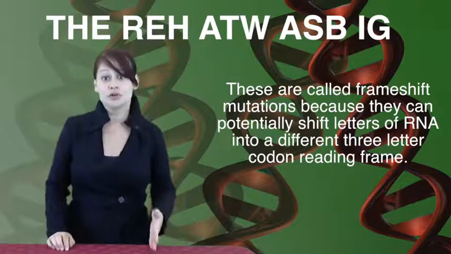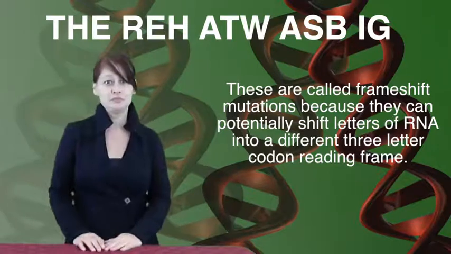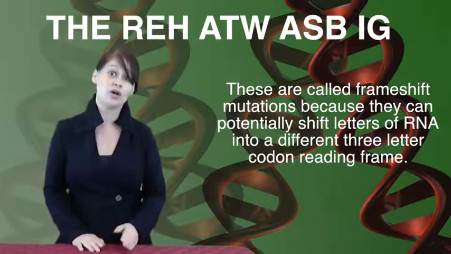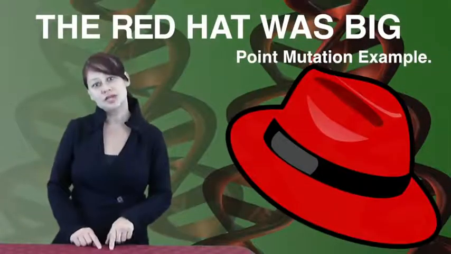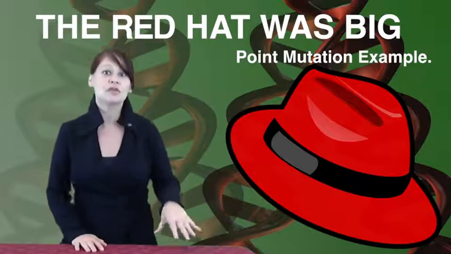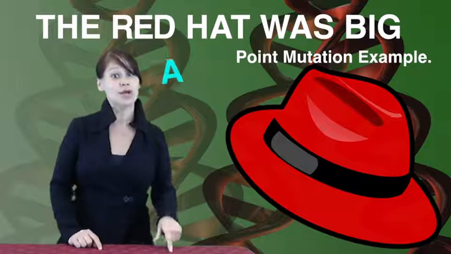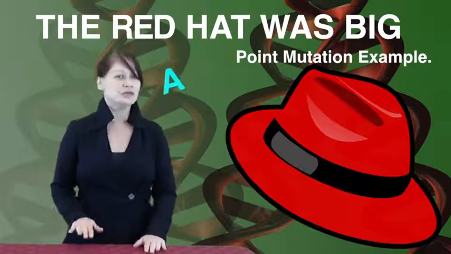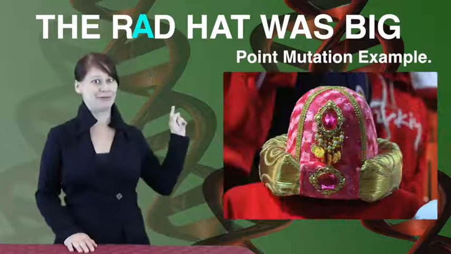Once one word is altered, the rest of the sentence is also shifted. Another type of mutation that we'll talk about is called substitution mutations. These don't change the reading frame of the sentence. We have the same sentence, the red hat was big, but for a substitution mutation, we'll substitute, in this example, an E in red with an A. So now we get a different sentence with a different meaning. The rad hat was big.